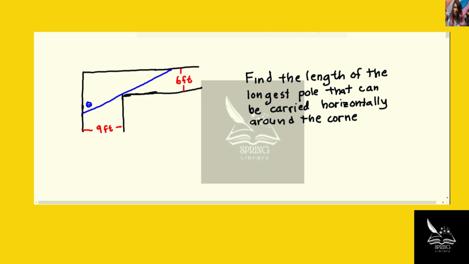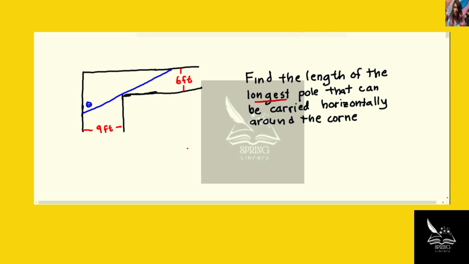We have a steel pipe and we're carrying it through a building, in a 9-foot hall, and we make a turn into a 6-foot hall. And the question is, what's the longest pole that we could get around this corner if we were carrying it horizontally?